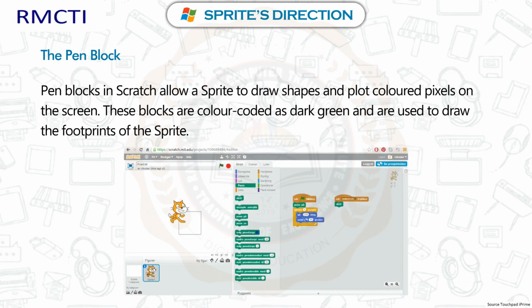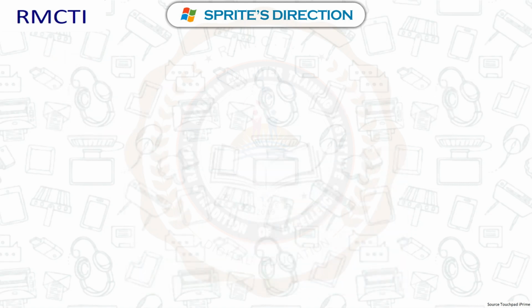The Pen block. Pen blocks in Scratch allow a sprite to draw shapes and plot colored pixels on the screen. These blocks are color-coded as dark green and are used to draw the footprints of the sprite.